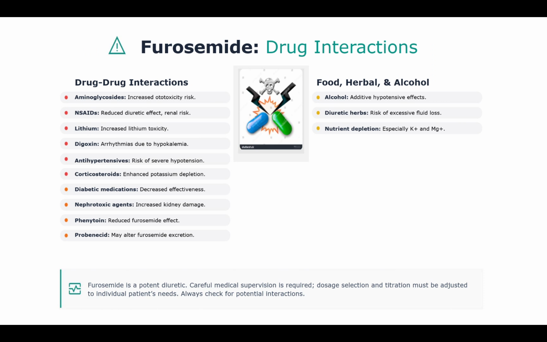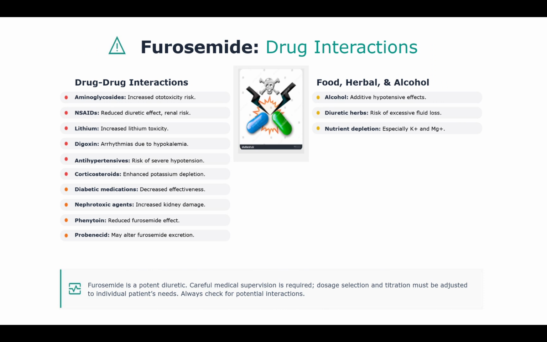Furosemide has a significant potential for drug interactions. There are over 500 known drug interactions, including many moderate and some major ones. Let's highlight some significant drug-drug interactions. Aminoglycoside antibiotics: concurrent use greatly increases the risk of ototoxicity, which is damage to the inner ear leading to hearing problems. Non-steroidal anti-inflammatory drugs: NSAIDs can reduce furosemide's diuretic and antihypertensive effects and increase the risk of renal dysfunction.